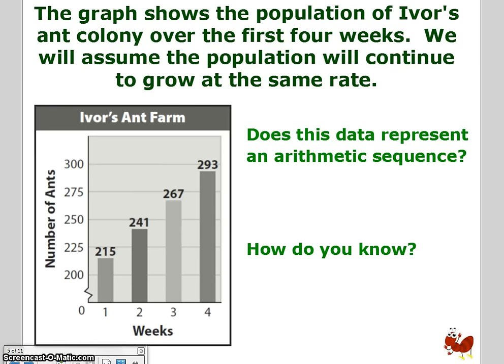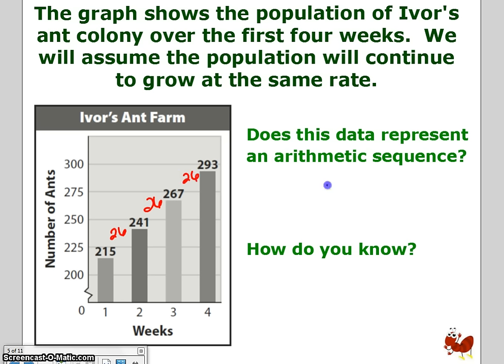Okay, so first the graph shows the population of Ivor's ant colony over the first 4 weeks. We assume that the population will continue to grow at the same rate. Does this data represent an arithmetic sequence? How can I tell? I can take the total number of ants of 215 to 241 and see if there is a difference. If I subtract the 2 of 241 minus 215, I get a difference of 26. If I take 267 minus the 241, I also get a difference of 26, and then 293 minus 267, I also get a difference of 26.